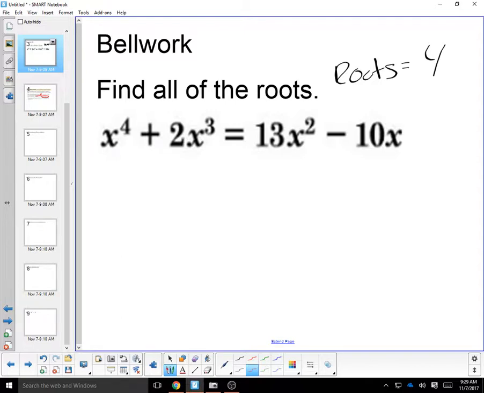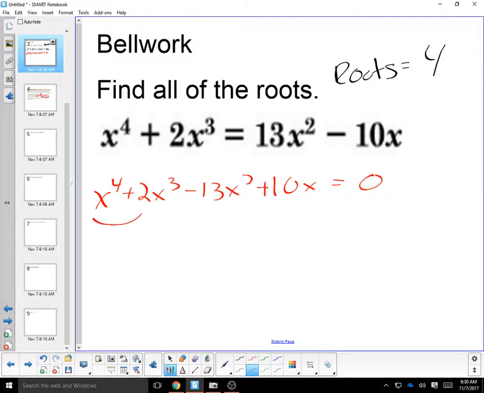Notice that this is not equal to 0, right? So I'm going to have to move that x squared and that x to the other side. I should get x to the 4th plus 2x to the 3rd minus 13x squared plus 10x is equal to 0.